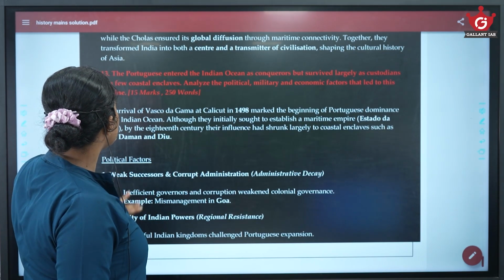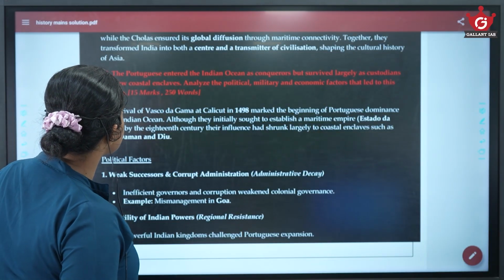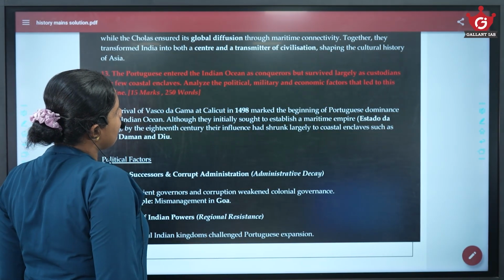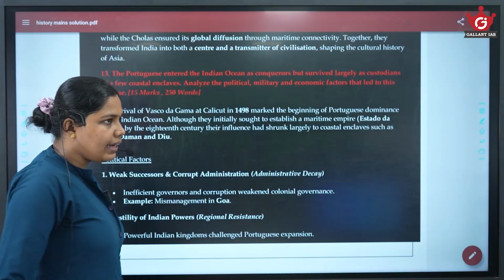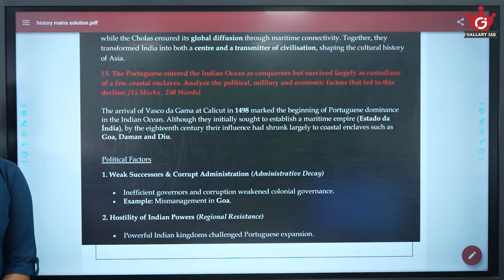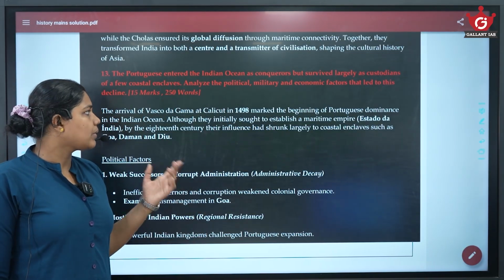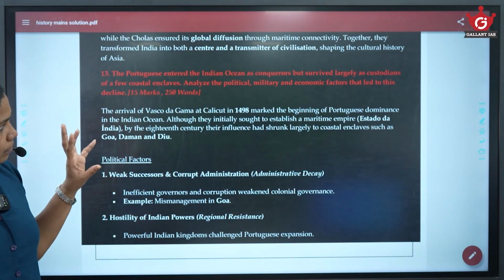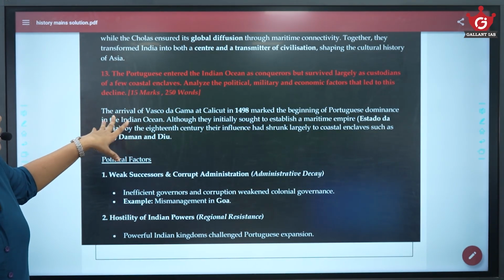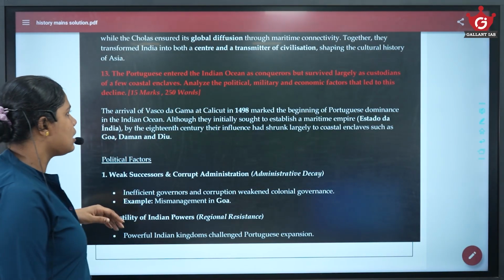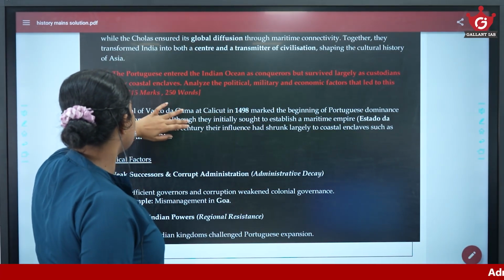Now we move to the 13th question. The Portuguese entered the Indian Ocean as conquerors but survived largely as custodians of a few coastal enclaves. Analyze the political, military and economic factors that led to this decline. This question is very evident. The Portuguese came to India with the intention of empire building, but they were diminished to custodians of a few coastal enclaves. So we can analyze what happened. The keyword is analyze, 15 marks, 250 words.